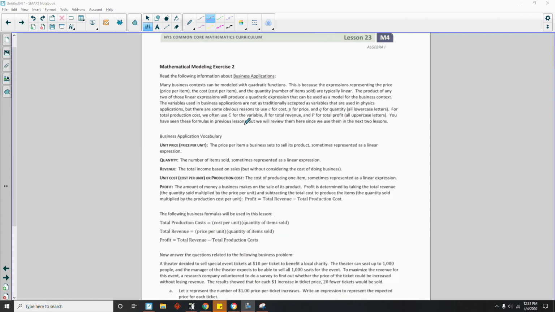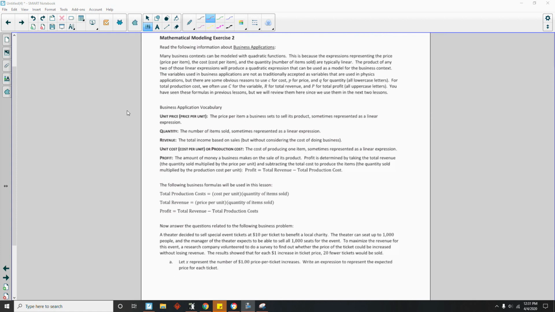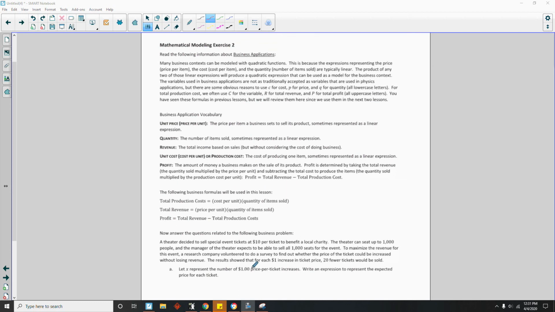Okay, page 4 brings us to mathematical modeling exercise 2, and it says read the following information about business applications. So pause the video and read this, or if you have your module in front of you, read it from there. But I am not going to take the time from this video to read all of this. I will just come down here and start at A.